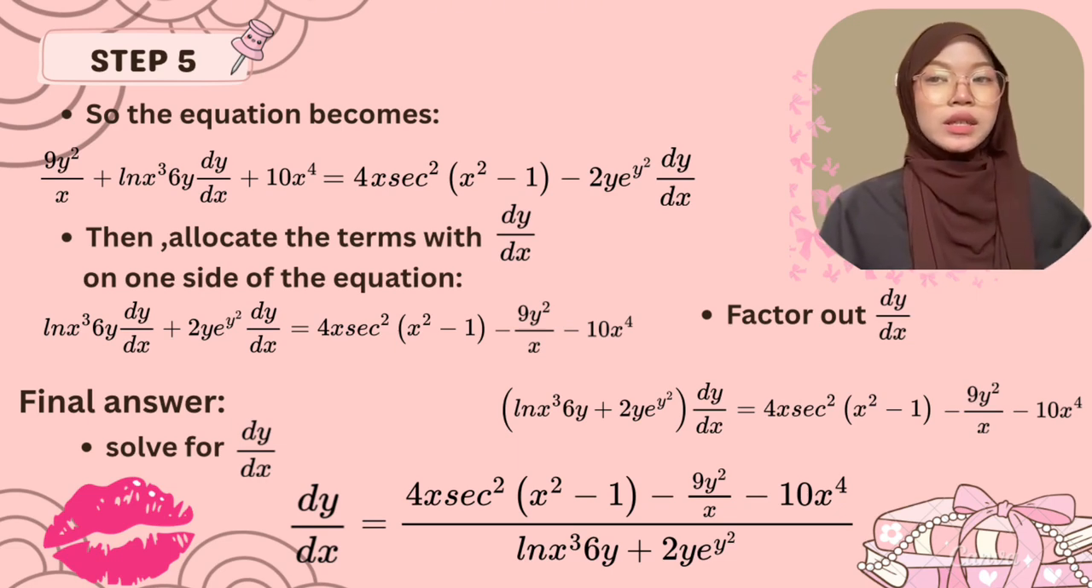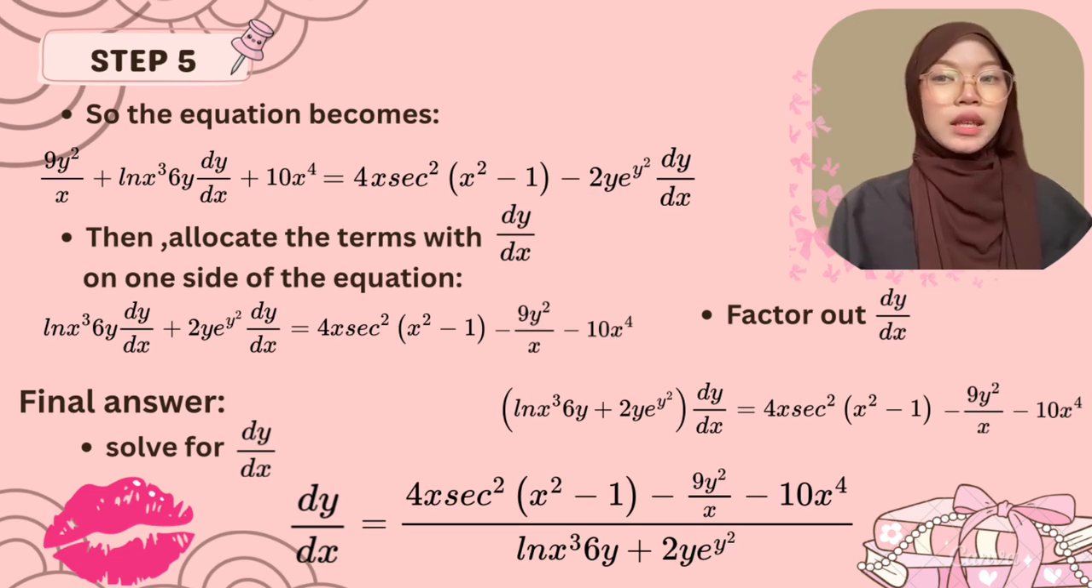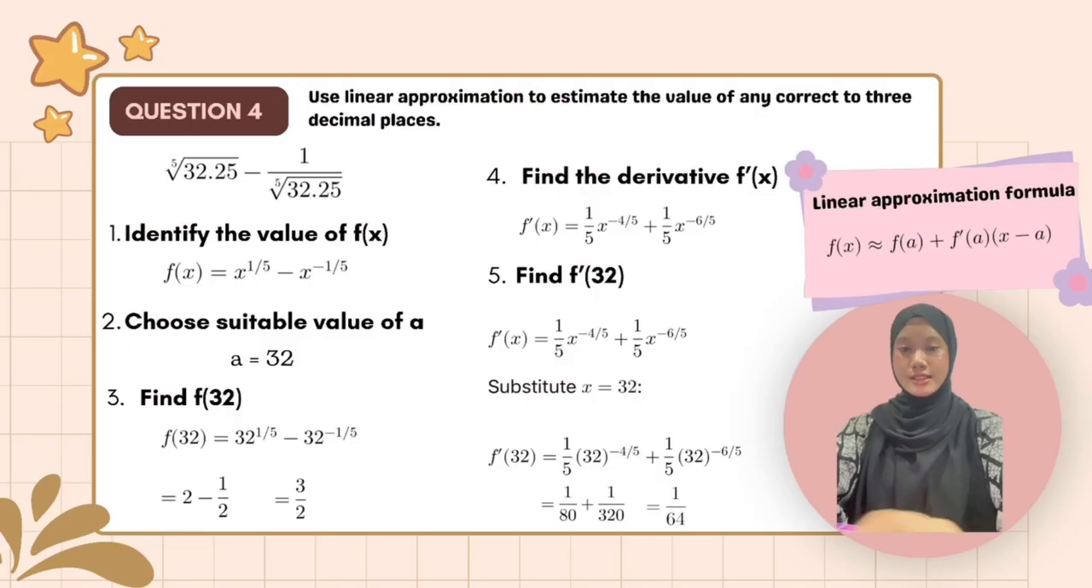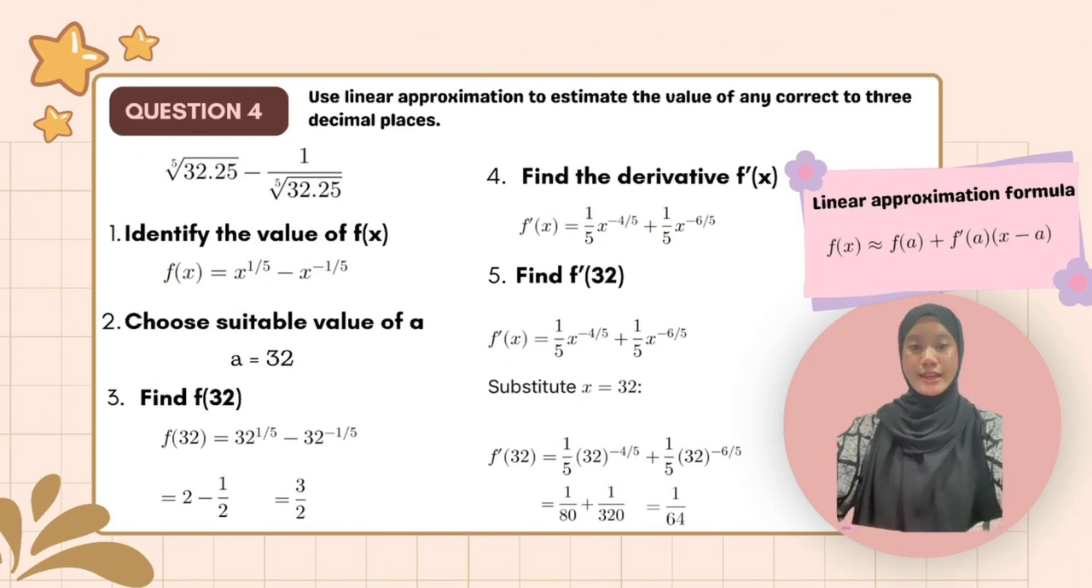So the final answer is dy/dx equals 4x sec squared (x squared − 1) minus 9y squared over x minus 10x^4, over ln x^3 6y plus 2y e^(y squared). We discuss one of the questions that I chose.